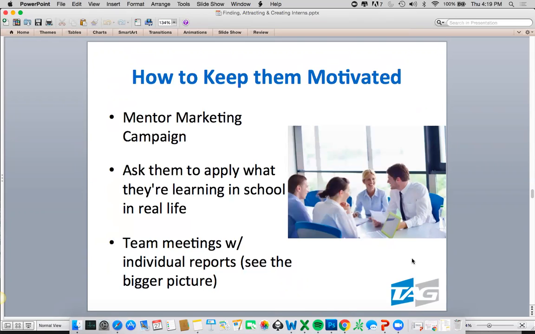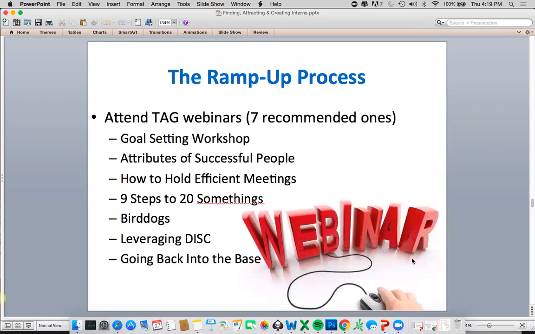Another thing you can do is ask them to apply what they're learning in school in real life. They're learning all these frameworks. They're studying all these books. Ask them to put the stuff to the test. Maybe there's some way that something they're learning in college can actually help the business, and ask them to be creative and think about ways to contribute. Another thing you want to do is make sure you're doing team meetings and giving them individual reports. They really enjoy that one-on-one time.